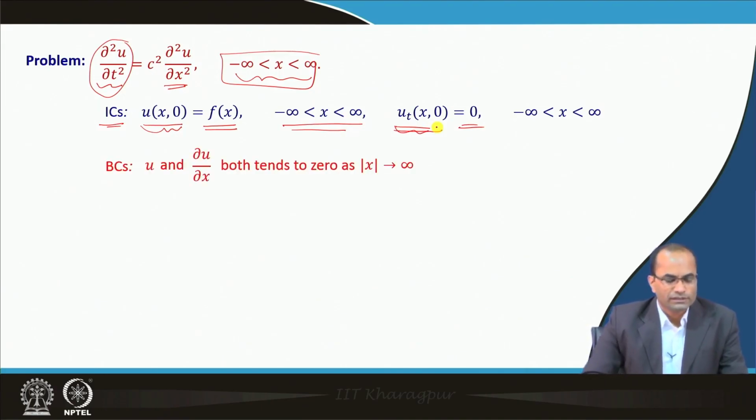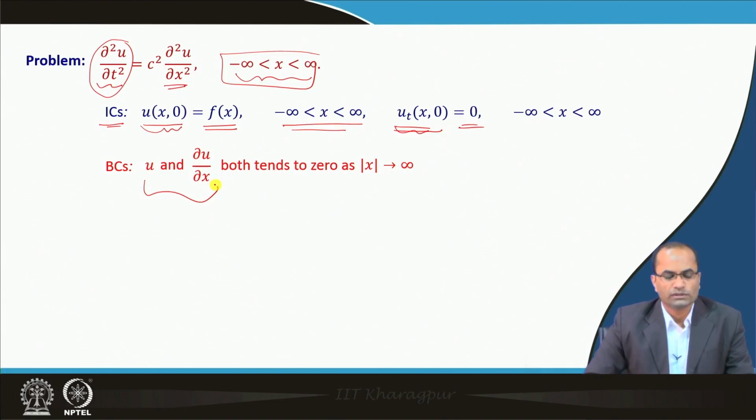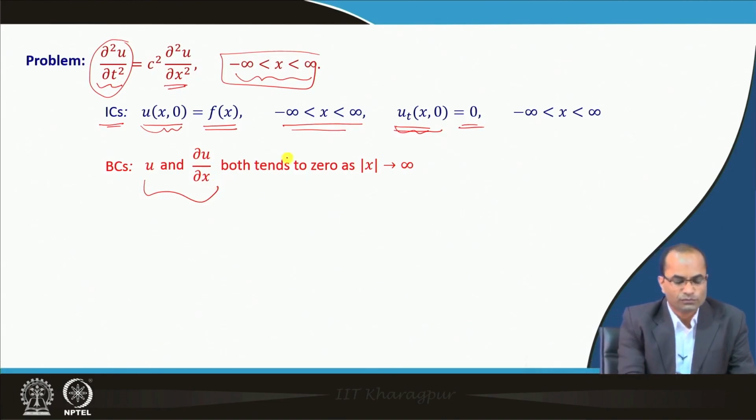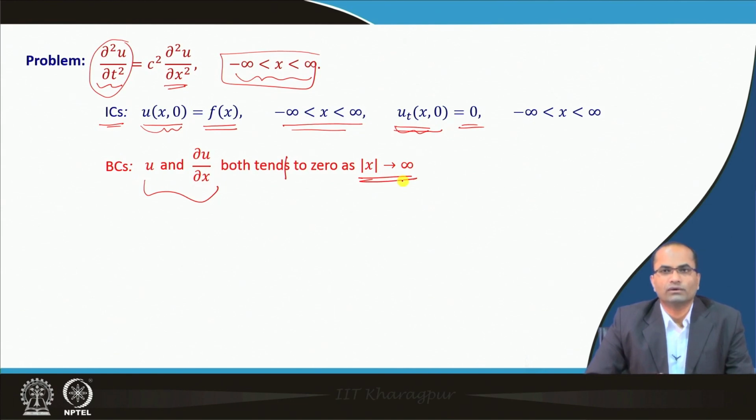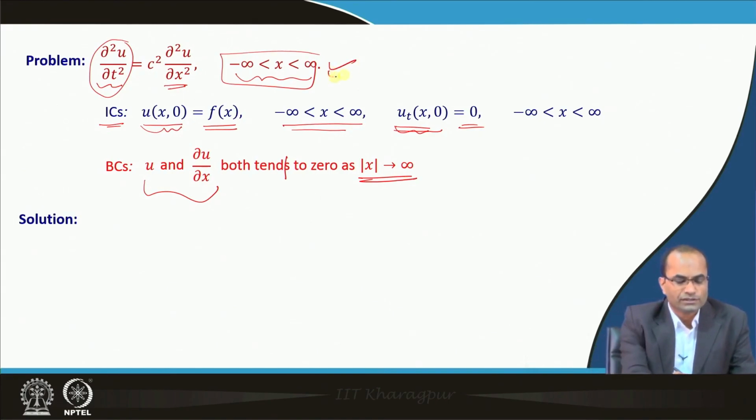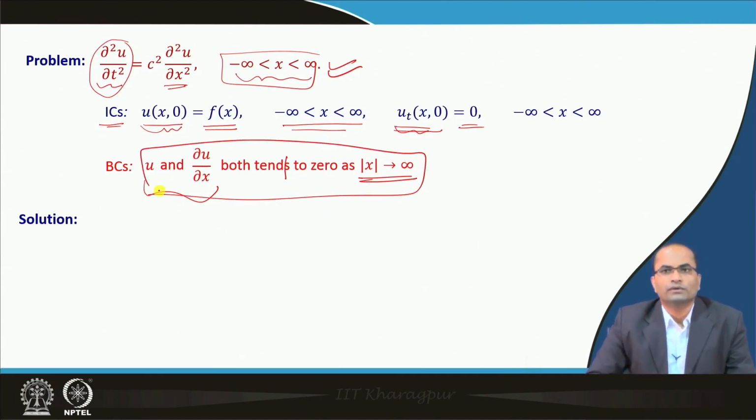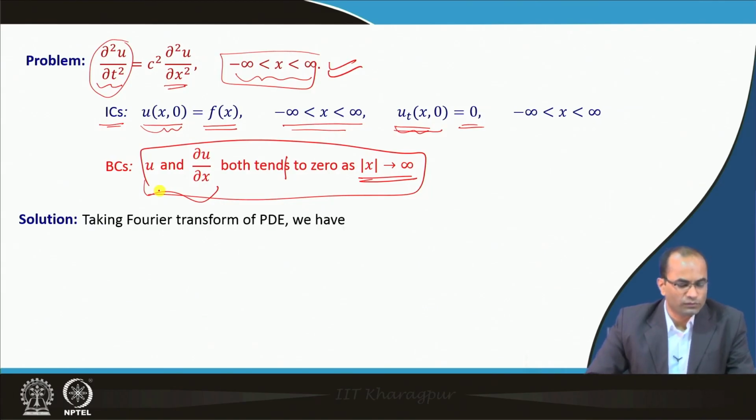For the boundary conditions, we have the standard boundary conditions that u and del u over del x both tend to 0 as x tends to plus infinity or minus infinity. So, coming to the solution. It is clear here because of the range and these boundary conditions that we will apply the Fourier transform to the given wave equation.